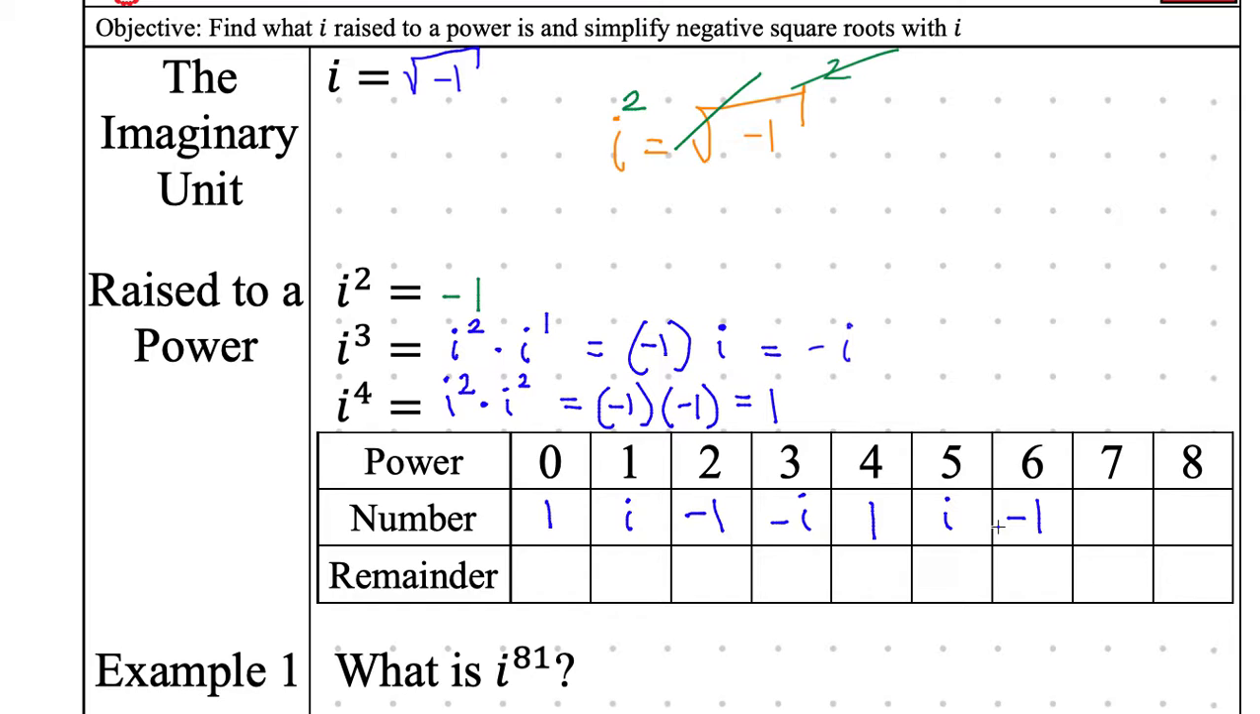What about i to the power of 7? Who has that one? Cheyenne. It is indeed negative i. What about i to the power of 8? Quiet raised hand. Atziri. It is indeed 1. Thank you, Atziri.